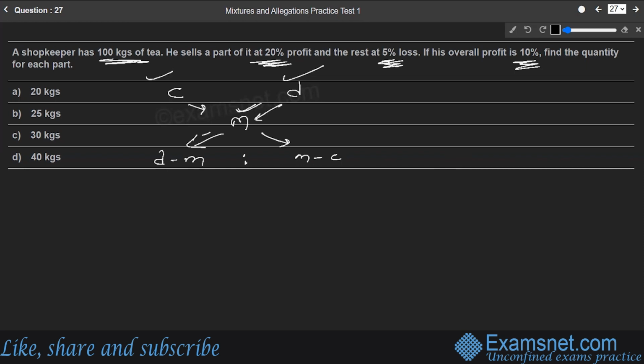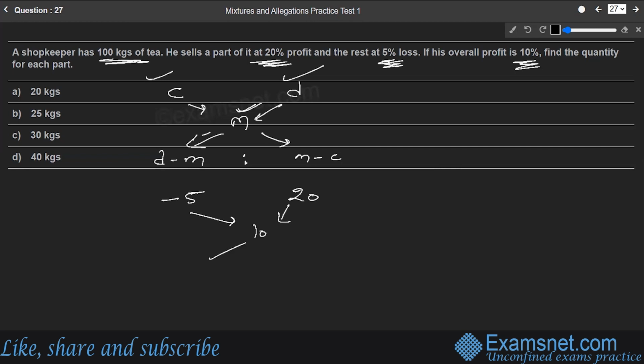So that should be the mean price. So we can relate the situation like the cheaper part is nothing but the 5% loss. So if it is 5% loss, we will write -5 for that. And the dearer part is nothing but the 20% profit. So if it is 20% profit, we'll just write plus 20 for it. The overall, there has been a profit of 10%. So we'll write plus 10 for it.